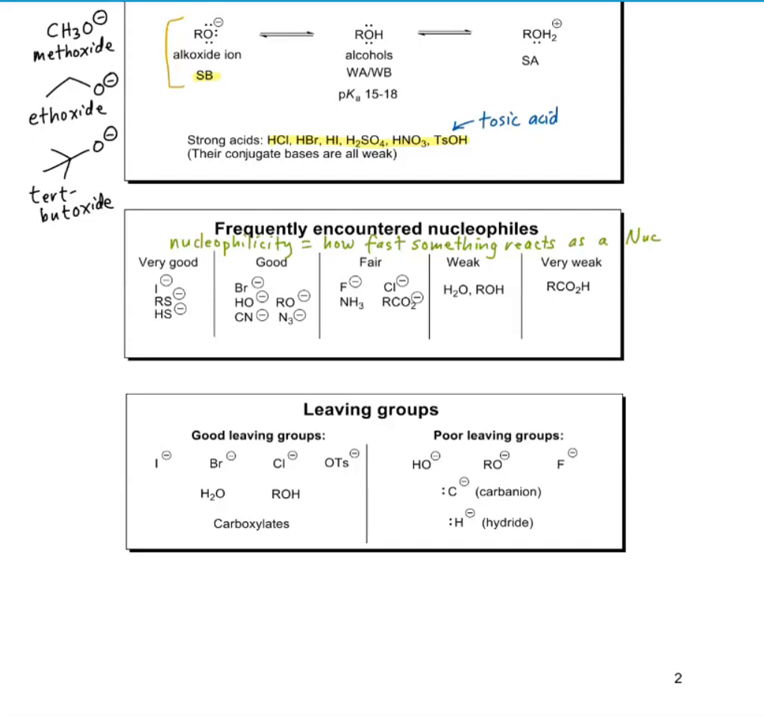So things that fall into the good leaving group category would be things like iodide ion, bromide ion, chloride ion, something called OTs, which we'll see later in this section. That's called the tosylate ion, and we'll look at the details of that when we get there. Water and alcohols, and carboxylate ions, so conjugate bases of carboxylic acids. What these all have in common is that they are all weak bases.